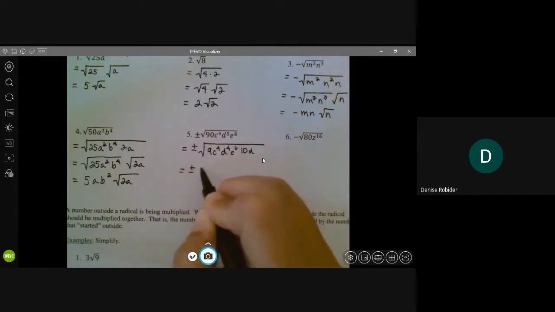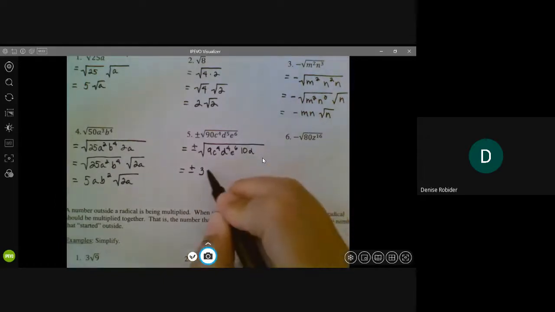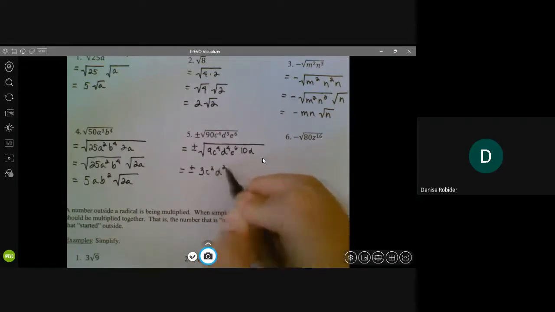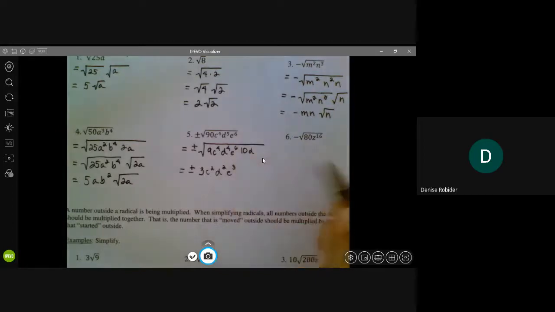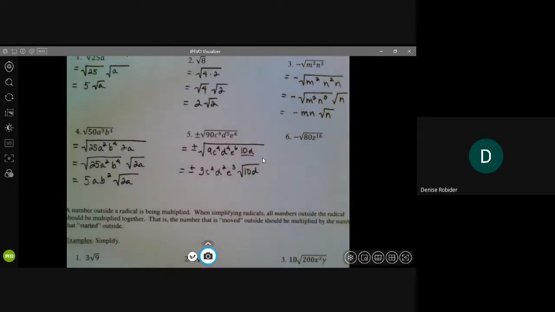The square root of 9 is 3. The square root of C to the fourth is C squared. The square root of D to the fourth is D squared. The square root of E to the sixth is E cubed. This goes nowhere, stays in the radical. All right, let's look at this next one.